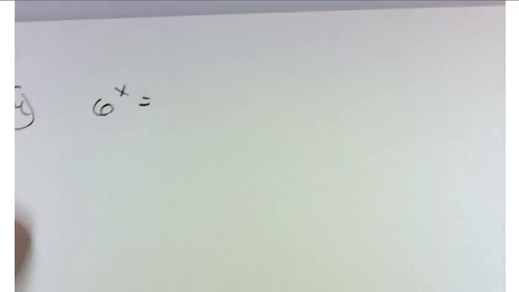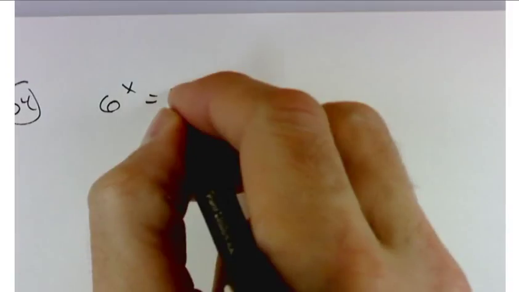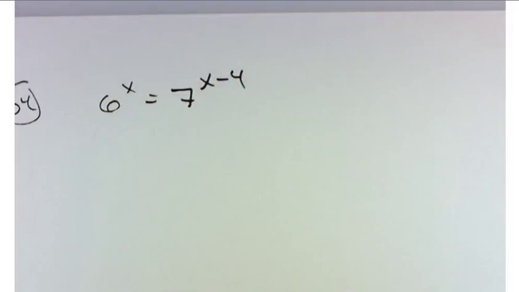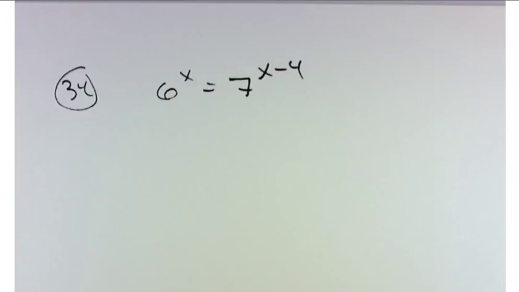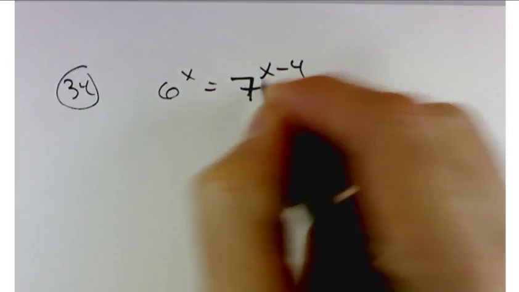Problem number 34. 6 to the x equals 7 to the x minus 4. Again, the level of difficulty is going to kind of increase. It's increasing because we've got the variable on two different sides here.